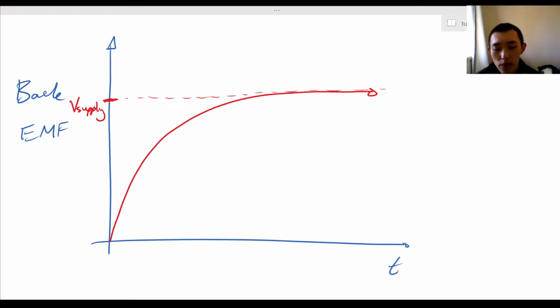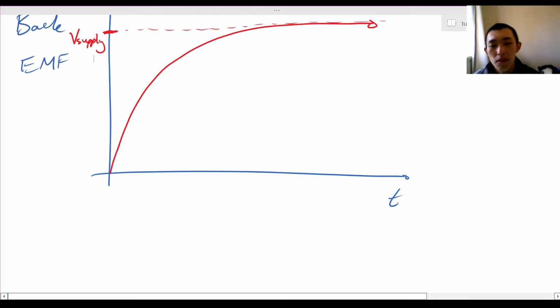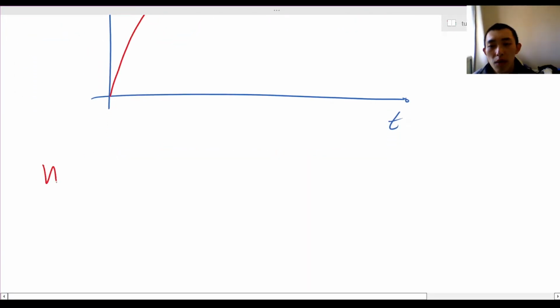So our lesson today is going to be primarily focused on explaining why it looks like this. We'll be explaining two important things. One, why does it approach V supply? Two, why does it have this particular shape? So let's get started. Why does it approach V supply?